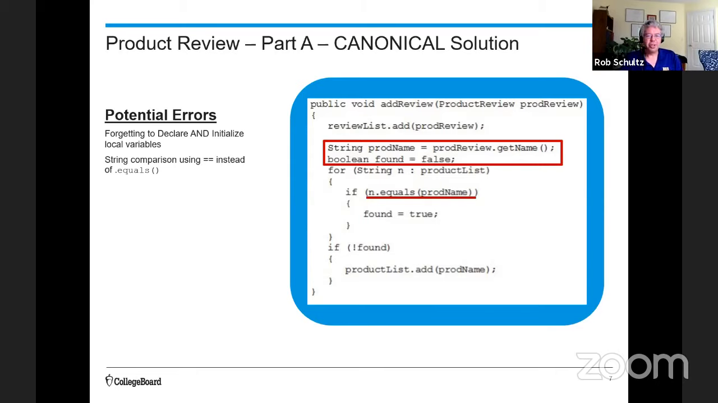That's right. So make sure we understand the difference between dot equals and equal equal. They do totally different things. And if you're using n equal equal product name, it is not going to give you the answer that you think it's going to give you. That would not count as a comparison.